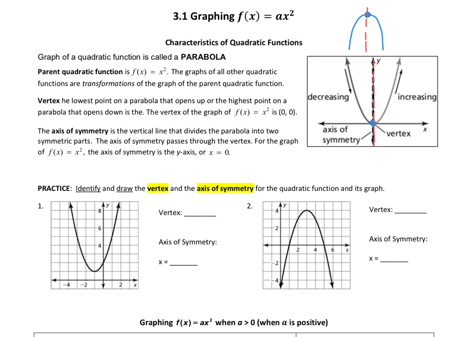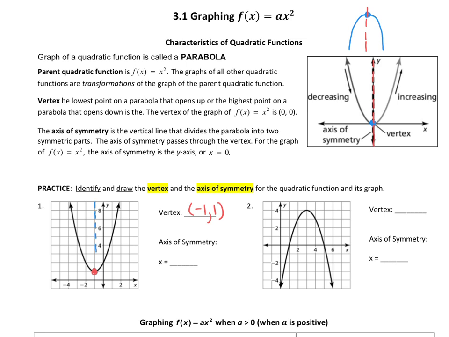So we're going to practice identifying and drawing the vertex and the axis of symmetry on the graphs for the practice. So if we are looking at the graph for number 1, because it's opening up, the lowest point of that graph is the vertex. The vertex is a point, so we should have an x and a y. So negative 1, 1 is the vertex.